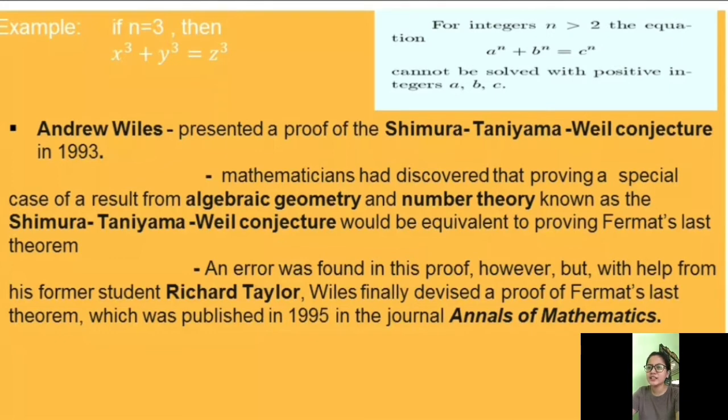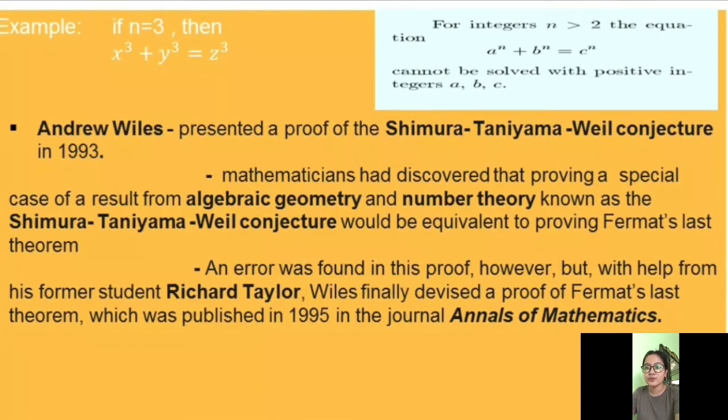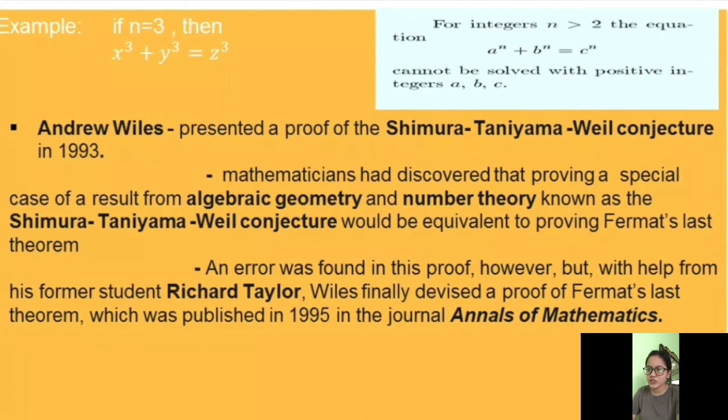So there is an English mathematician who had been interested in the theorem since the age of 10, and he is Andrew Wiles. Andrew Wiles presented a proof of the Shimura-Taniyama-Weil conjecture in 1993. So, what is the Shimura-Taniyama-Weil conjecture?